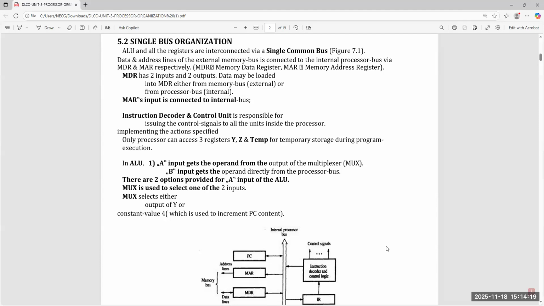Here, bus means a system bus. Bus means it is a communication pathway that allows different components of a computer system to exchange data. To exchange data. Okay. That is called a bus. So what does bus mean? Here, bus means a system bus.